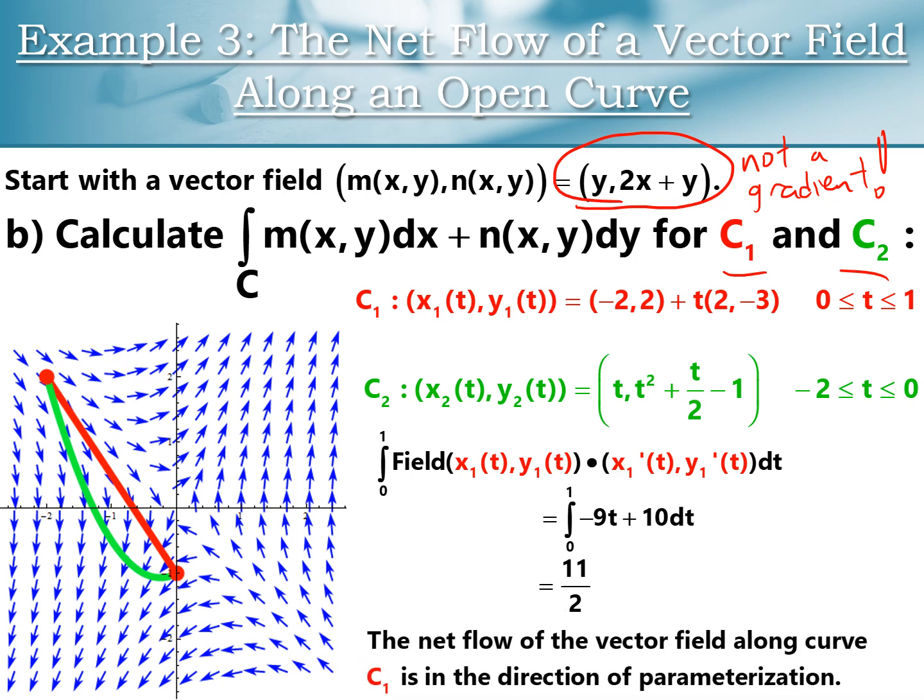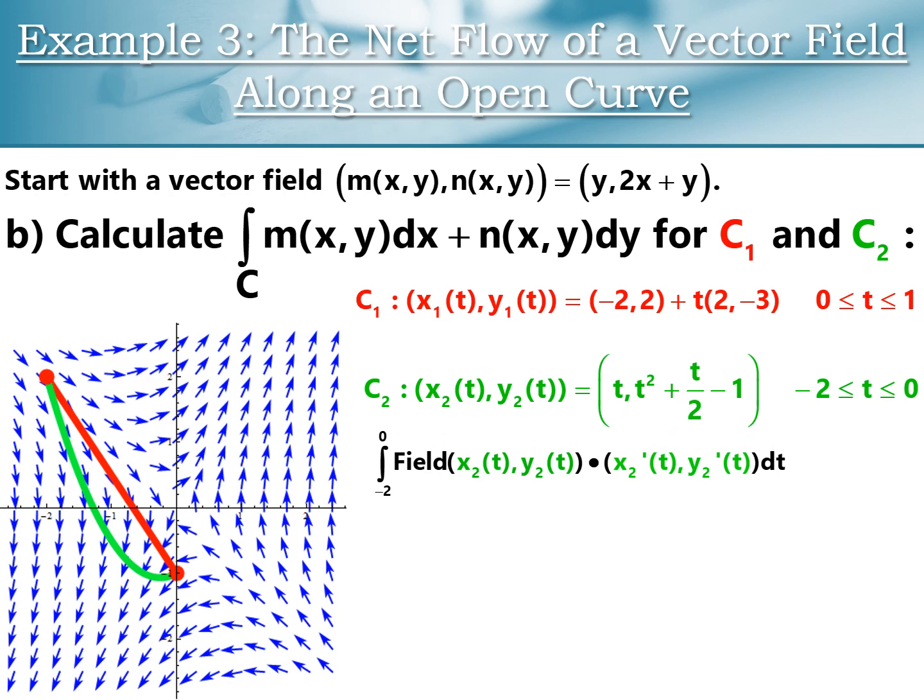So the net flow of the vector field along this curve is, don't say clockwise or counterclockwise. It's in the direction of parameterization because we have an open curve. Clockwise and counterclockwise don't make sense. So it's basically just with or against the tangent vectors, right? With or against the direction of parameterization. In this case, with the direction of the tangent vectors.